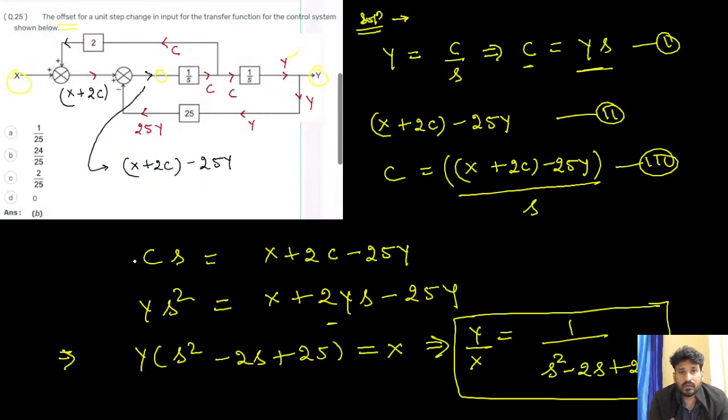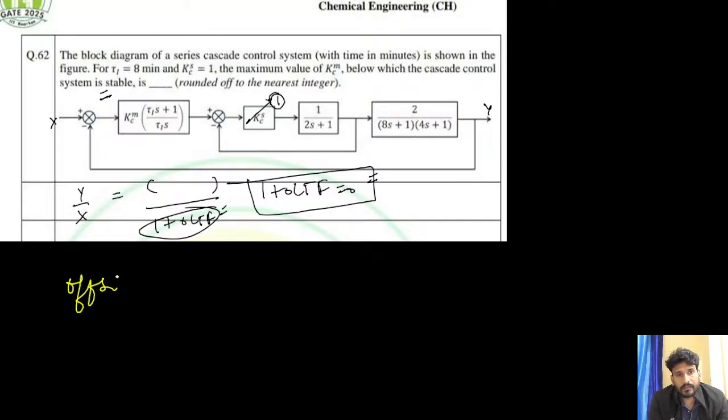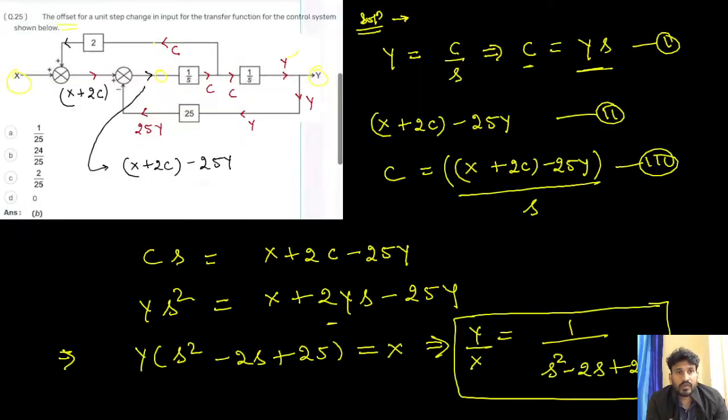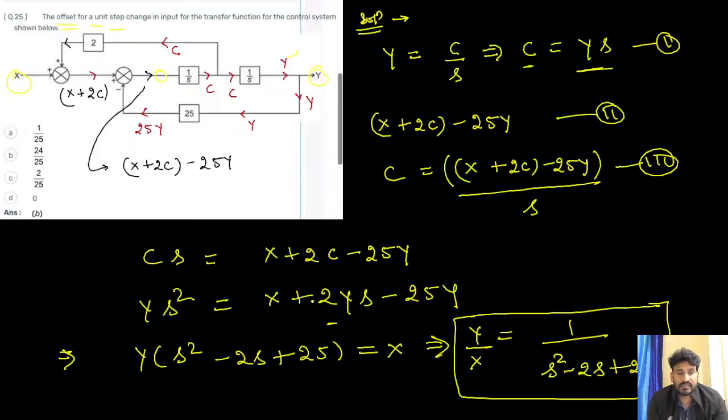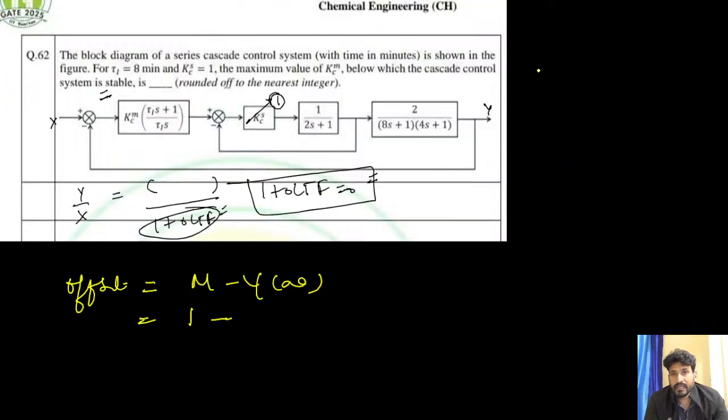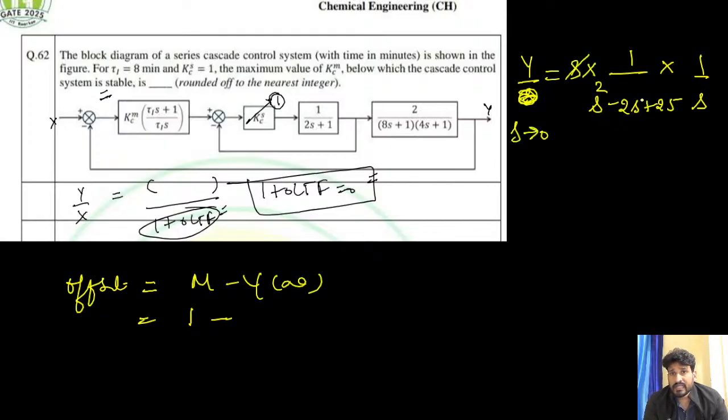Okay. Offset, what is the formula for the offset? Offset is equal to magnitude minus y infinity, right? Okay, so here unit step input is given to us. So magnitude for the unit is 1 minus y infinity. Just calculate the value of y infinity here. My y by s is equal to 1 divided by s square minus 2s plus 25. What is the s? S is my unit step input, right? Y infinity. For y infinity, just multiply s and put s tends to 0. S gets cancelled. This is 0. This is 0. So my y infinity is 25.